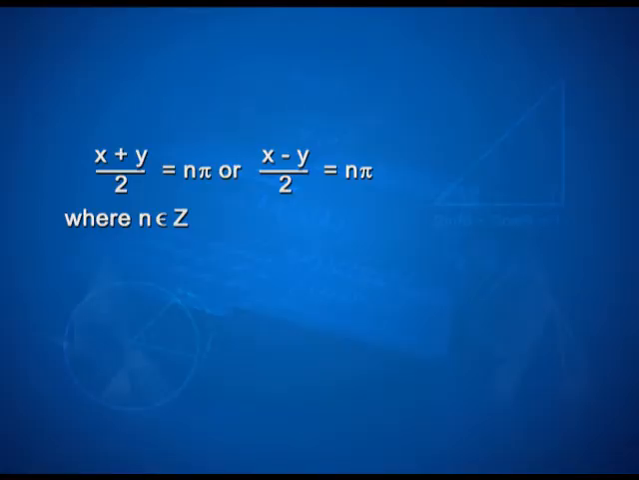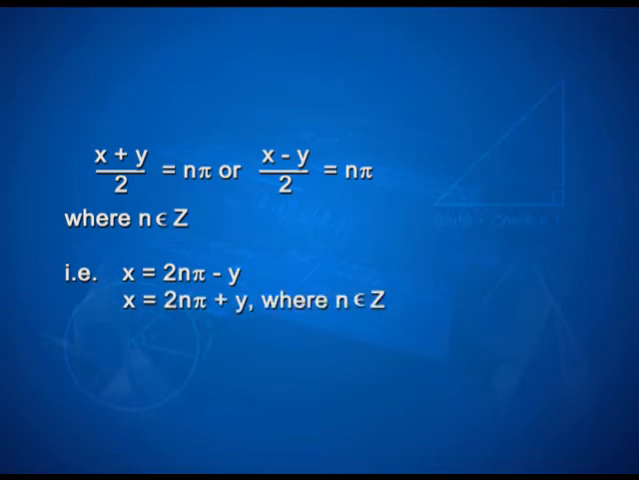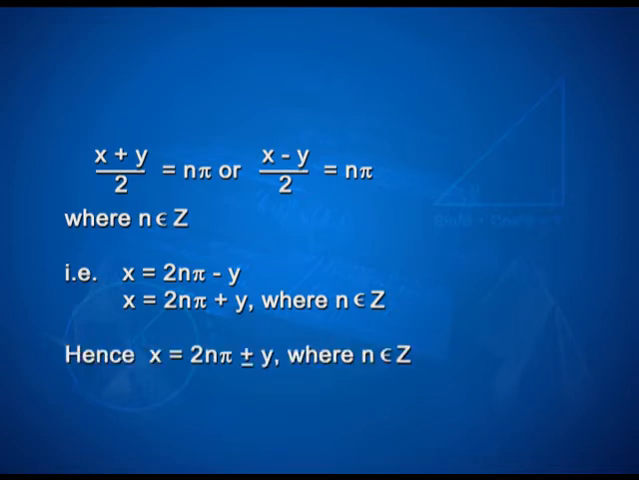Therefore, (x plus y) upon 2 is equal to n pi or (x minus y) upon 2 is equal to n pi, where n belongs to z. That is, either x is equal to 2n pi minus y or x is equal to 2n pi plus y, where n belongs to z. Hence, x is equal to 2n pi plus or minus y, where n belongs to z.